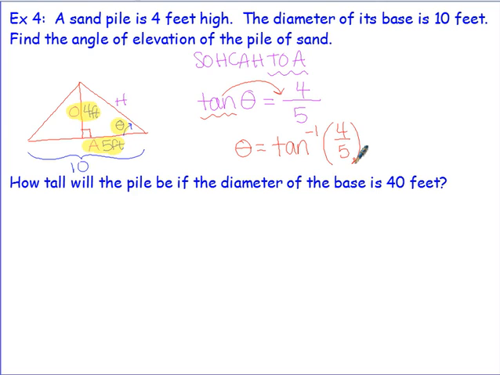So picking up your calculator, to get the -1 here, we have to press second tangent, and then in the parentheses, 4 divided by 5. And you should get an answer of 38.7 degrees.